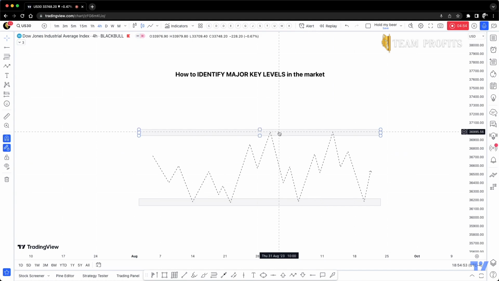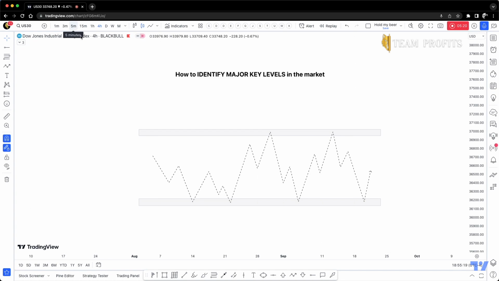Very important: the time frame. The higher the time frame, the stronger that support is going to be. You cannot compare a key level from the H4 or the daily with a 5 minute, depending, of course, on what you're trying to do.